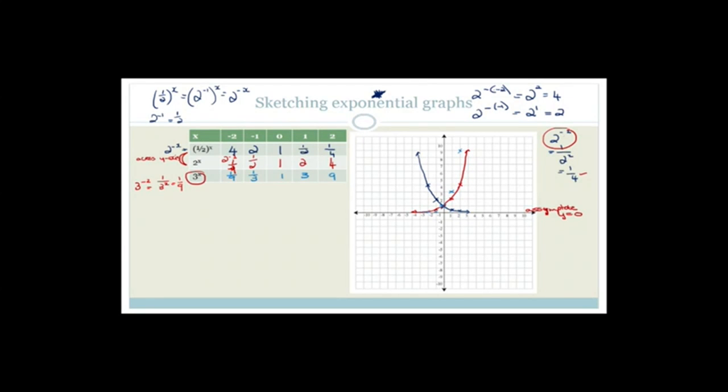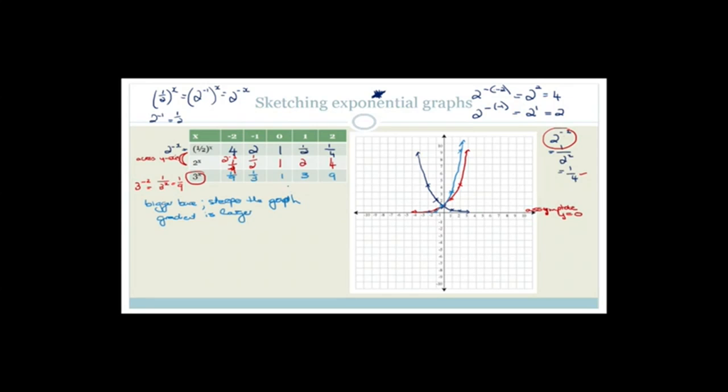So do you agree that if we change the base, the bigger the base, the steeper the graph? Okay, look at that. This is way steeper than the red graph. So for this, we can say the bigger the base, the steeper the graph. Or if you want to, you can say that the gradient is larger, or bigger, or whatever.